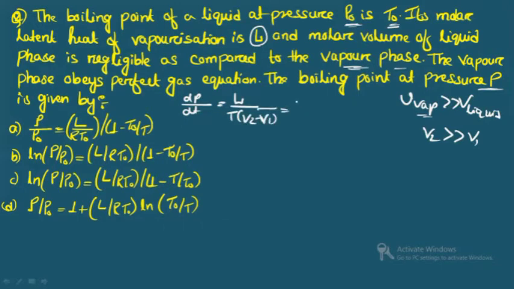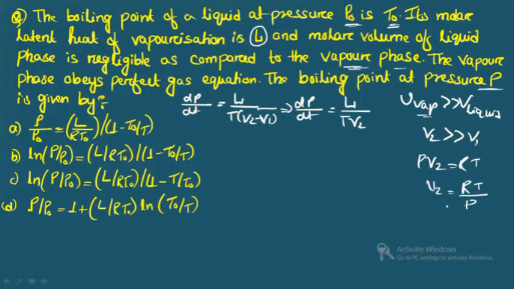So here I can write it as dP by dT equals L by T V2, because V1 is negligible. Now you see the vapor phase is obeying the perfect gas equation. So if it is obeying the perfect gas equation, then I can write PV2 equals RT, right? So from here you can write V2 equals RT by P. Clear?